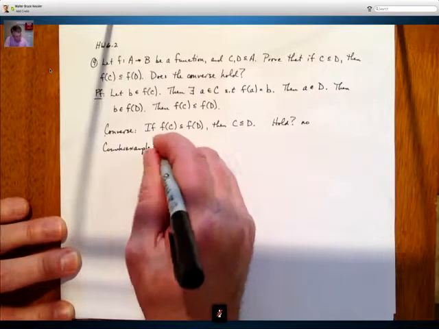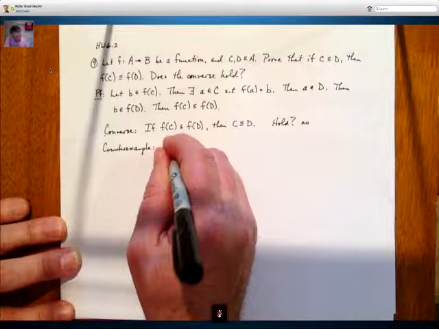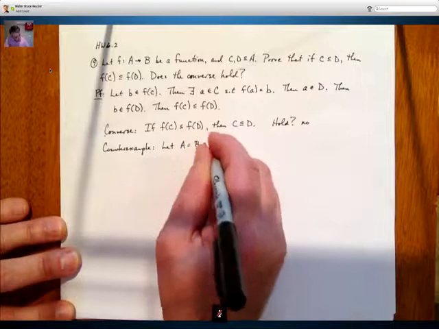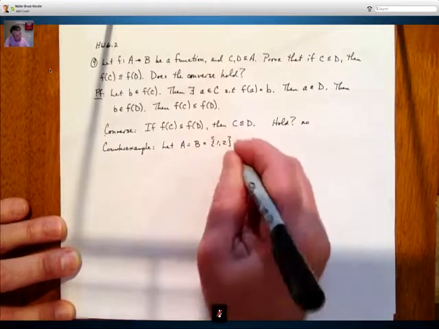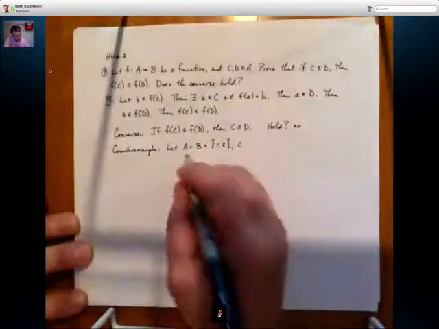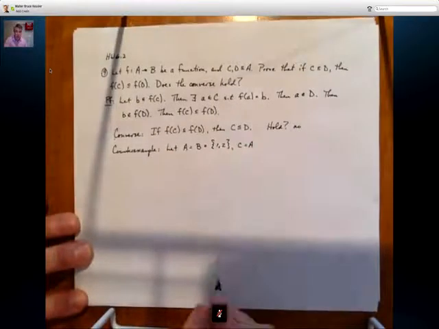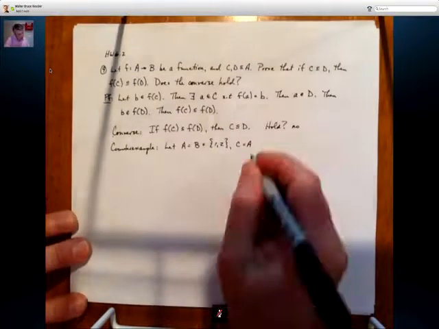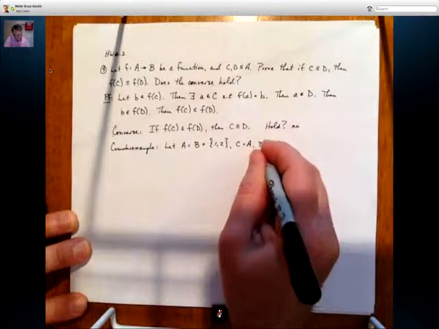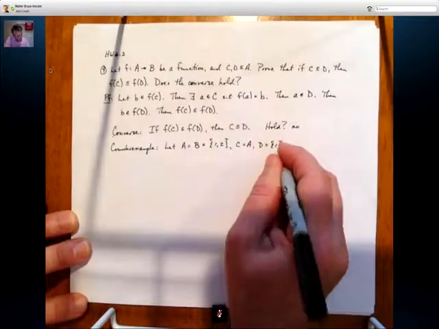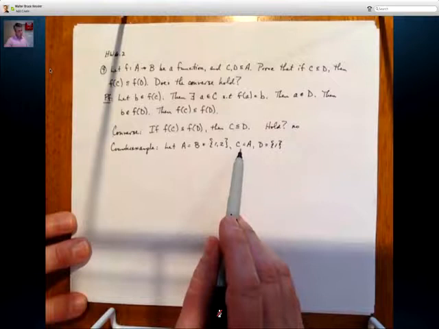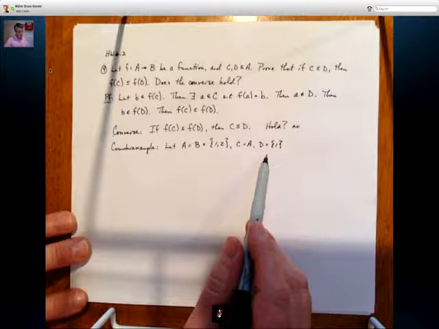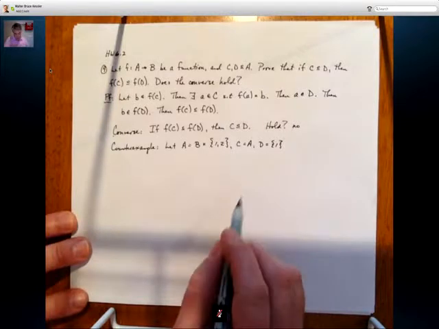Let's let A and B be the same set, just 1 and 2. And I'll let C, which has to be a subset of that, just be the whole thing. Then I'll let D be just the one thing. So I'm setting this up so that here C is not a subset of D. And I'm just going to map things accordingly.